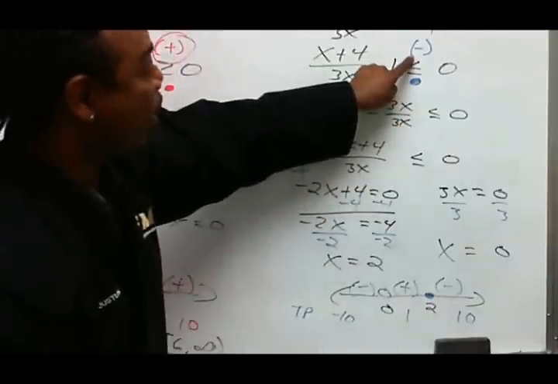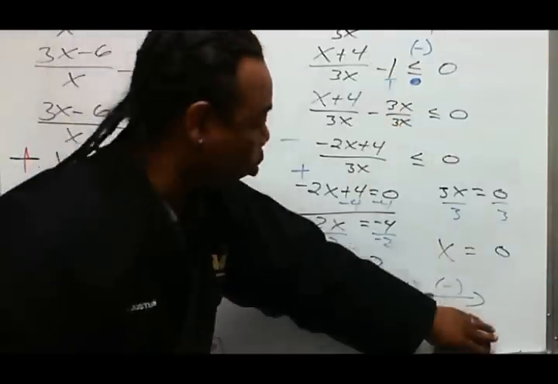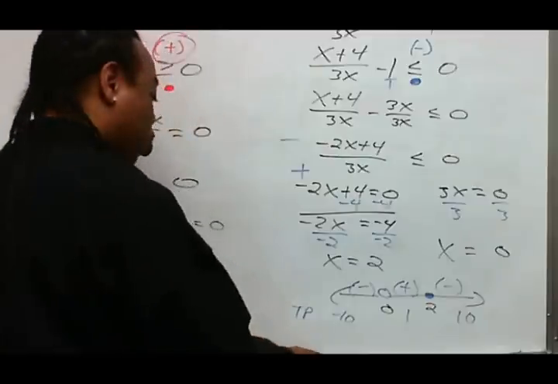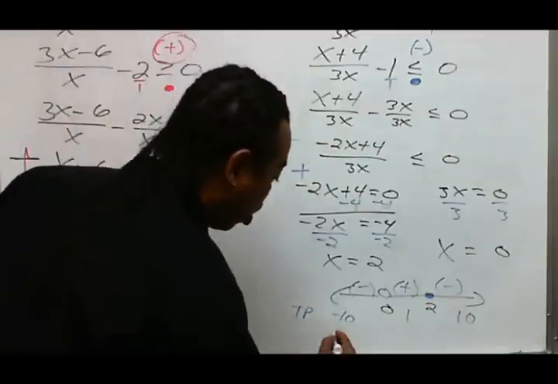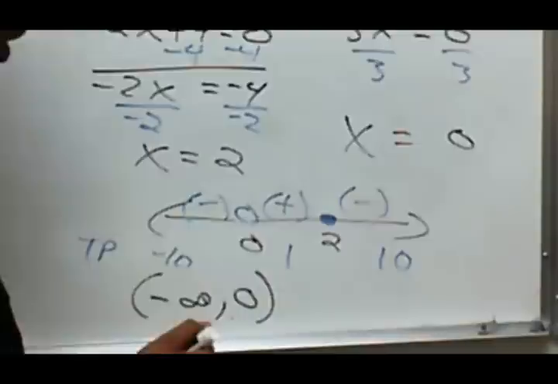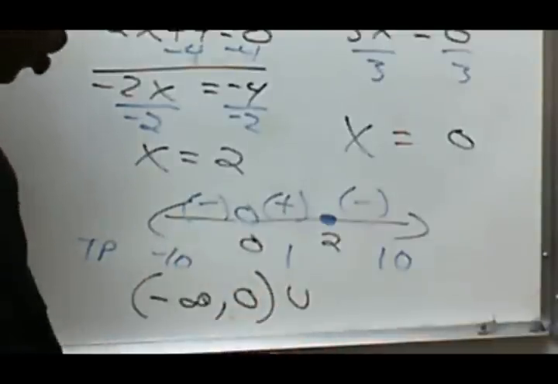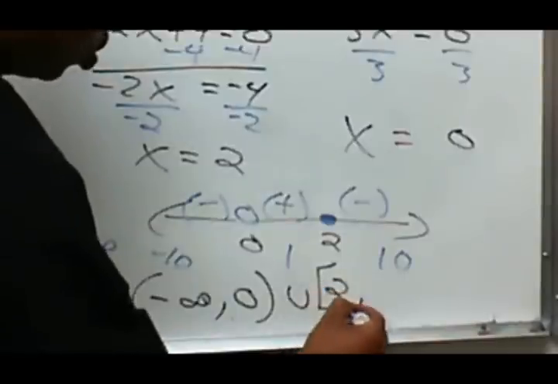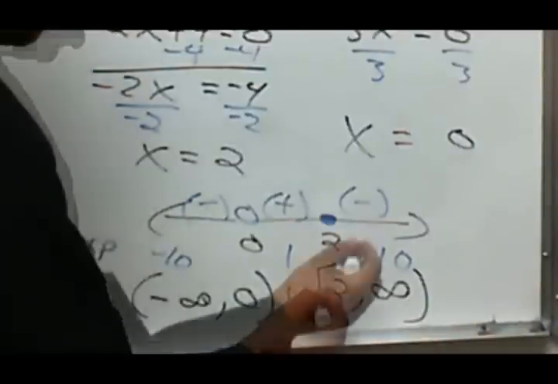Since we're looking for the negative parts, this part and this part will be the solution. So we'll write our solution as all the values between negative infinity and 0 with a parenthesis, union, bracket 2 to positive infinity for that portion.